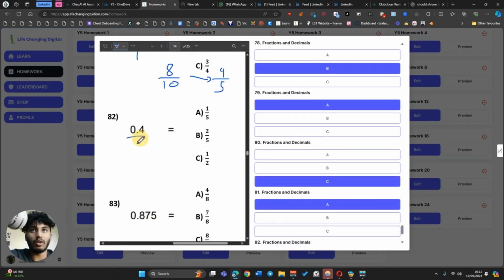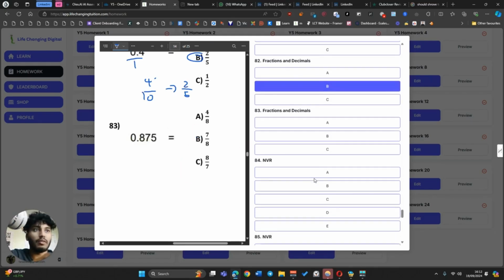Alright, and then this one, again, over 1. If I make it, it'll be 4 over 10. And that will simplify to 2 over 5, which is option B. You got 83.